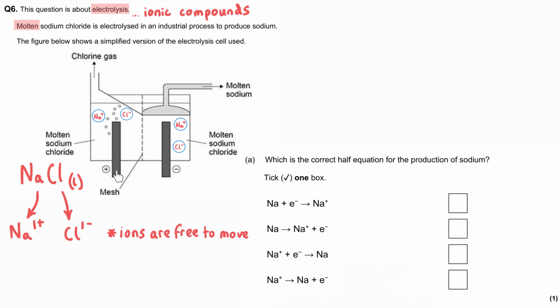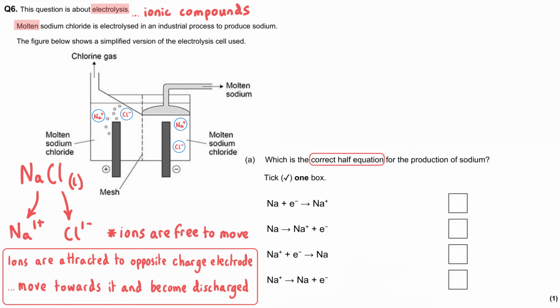We can see that there are positive and negative electrodes in these positions, and the molten sodium is piped off at the top here, and chlorine gas on the left-hand side here. And we've been asked which is the correct half equation for the production of sodium. Now, before we answer this question, we need to remind ourselves that during electrolysis, the ions are attracted to the oppositely charged electrode, and then they move towards it and become discharged.